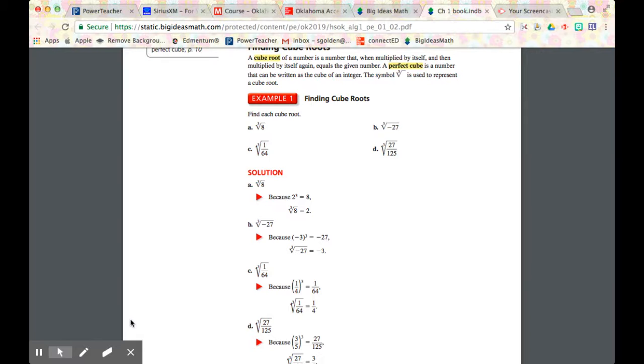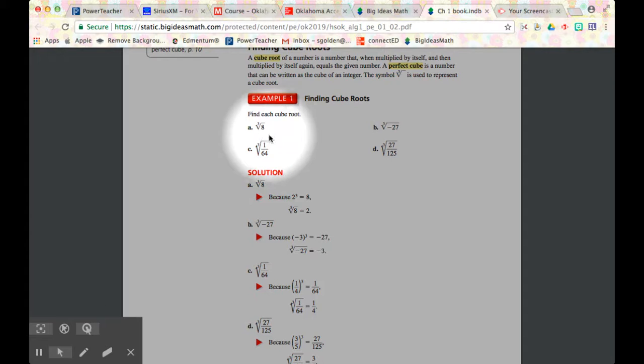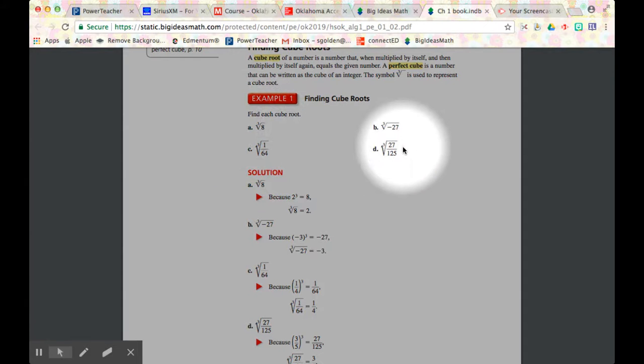Okay, so on these first few examples, A, B, C, and D, we're finding the cube root. I know you'll know how to plug it in your calculator, but these are basic ones where you could do it without your calculator. So on A, the cube root of 8. Well, if you see here, it says because 2 to the third power equals 8, the cube root of 8 is 2. So 2 times 2 is 4. 4 times 2 more is 8.